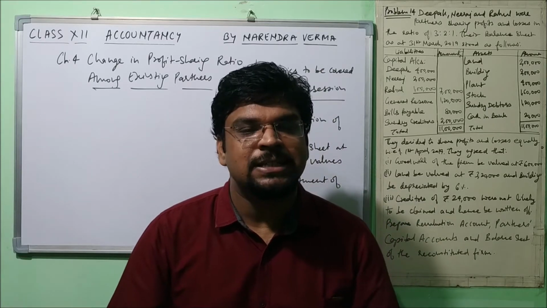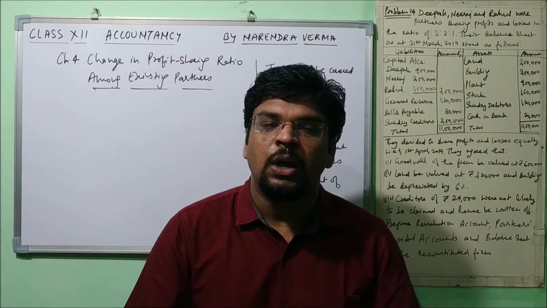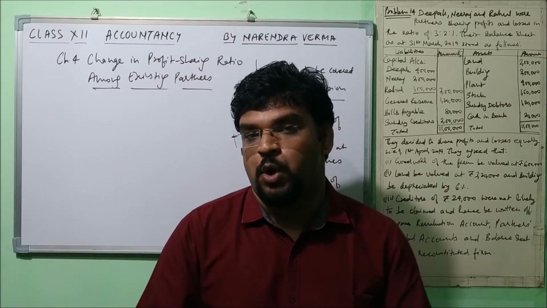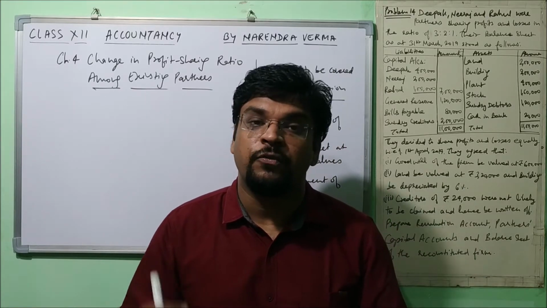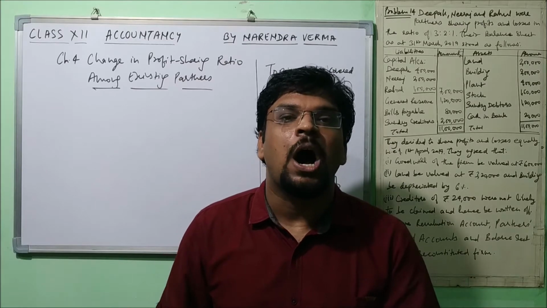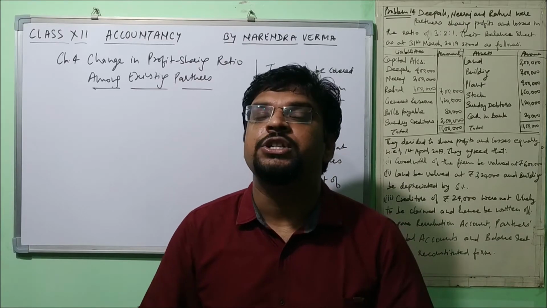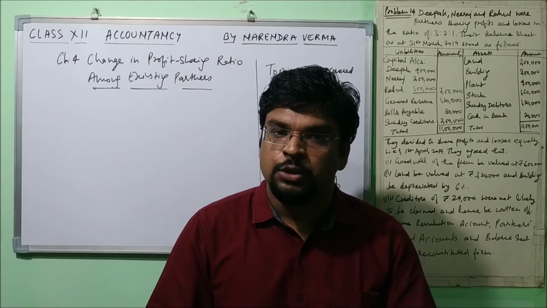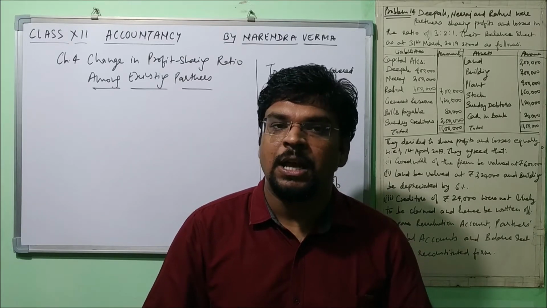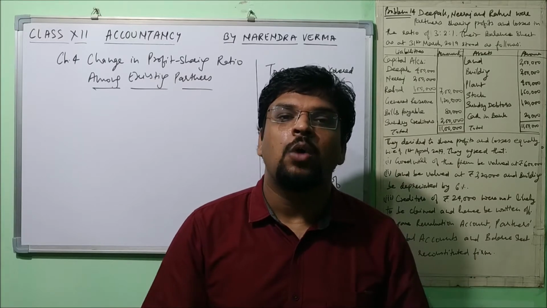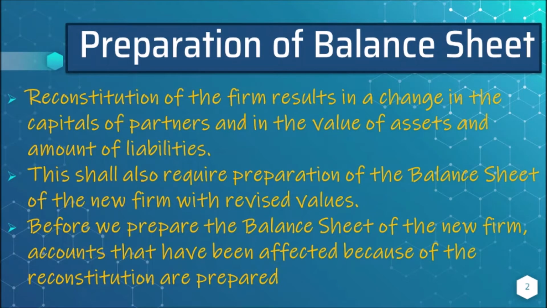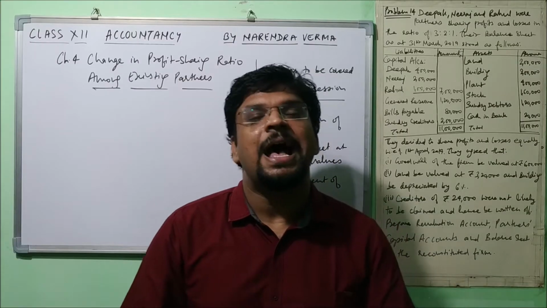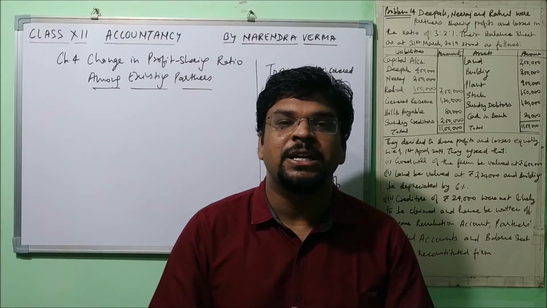You can better understand all this with the help of one numerical problem. Let me tell you one more thing. Before preparation of the balance sheet of the reconstituted firm, we need to prepare all the accounts which have been affected due to this decision of change in profit sharing ratio. So whenever we attempt a question related to that, very first we need to prepare all these accounts. Thereafter, at last, we need to prepare the balance sheet. So let's have one numerical problem so that we can understand it in a better way.